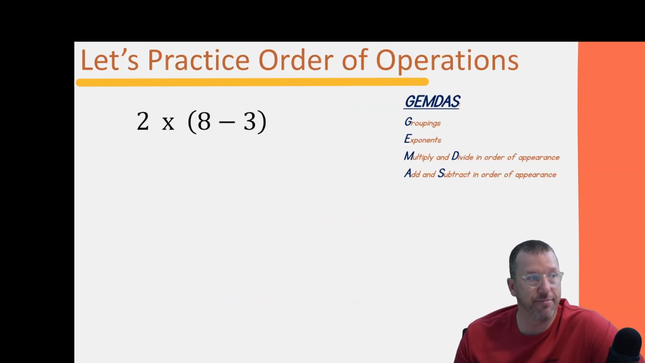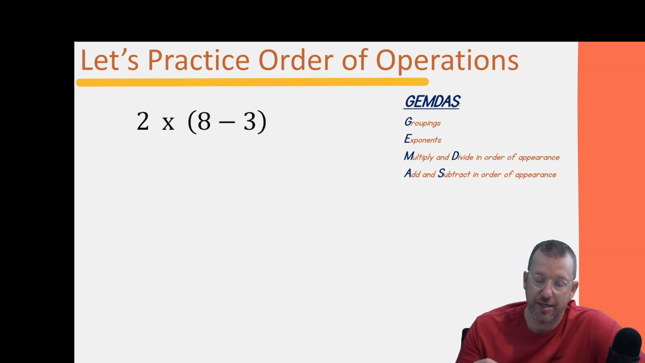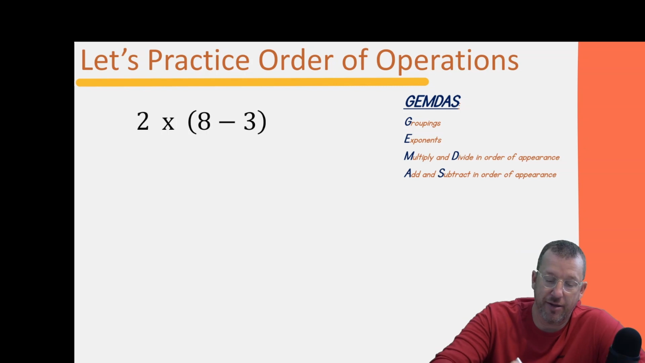All right, so I put GIMDAS over to the side there for you. And then what you simply do is you look at it and you say, do I see any groupings? And the answer to that question is yes. So we do groupings. And I want you to think about, when we're doing these types of problems, a piece of pizza. Okay?